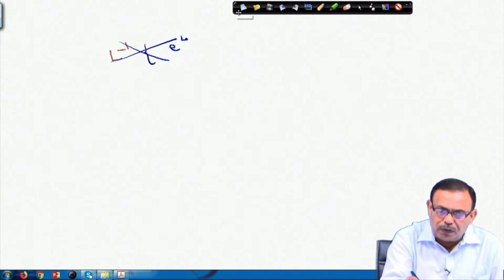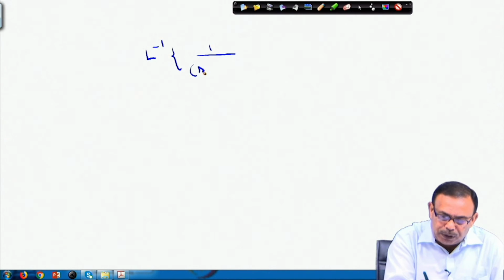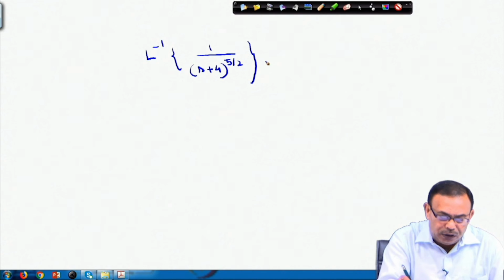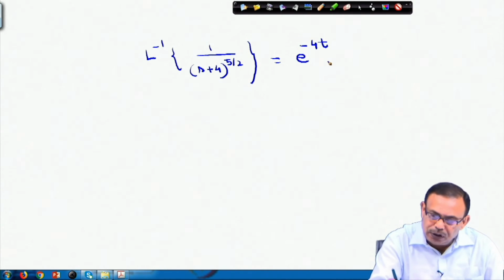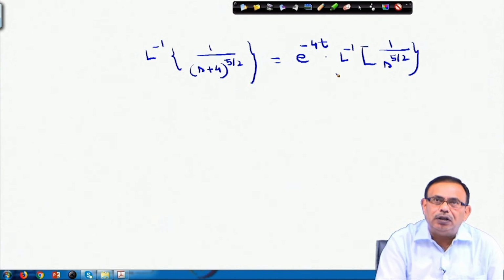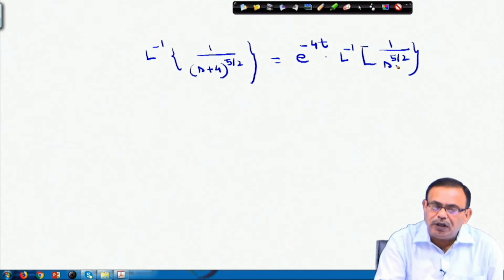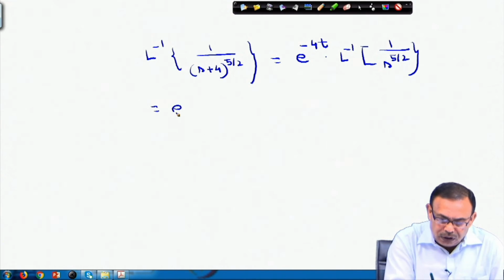Let us start from scratch here. Laplace inverse of 1 by s plus 4 to the power 5 by 2. This equals, I can write down, s plus 4 is there. So, e power minus 4t into Laplace inverse of simply s plus 4 will be replaced by s, and s to the power 5 by 2. Using that property, this equals e power minus 4t, and Laplace inverse of 1 by s to the power 5 by 2, whose corresponding function is known to us, that is Laplace inverse we can write down very easily.